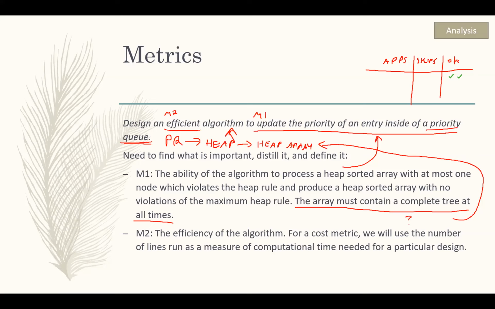All right. Let's see. So I think we're okay for that one. Let's look at M2, the efficiency of the algorithm. For a cost metric, we will use the number of lines run as a measure of computational time used for a particular design. How do you guys feel about this?